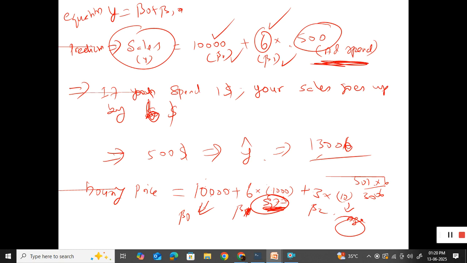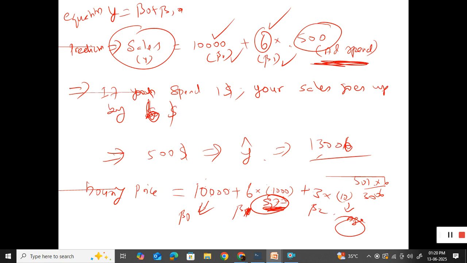So far we discussed simple linear regression. In simple linear regression, you are going to use only one independent variable. But in multiple linear regression, you are going to use more than one independent variable, like square feet and age. These are two different independent variables. Using these two independent variables, we are able to estimate the housing price.